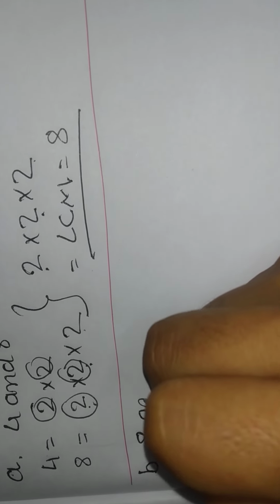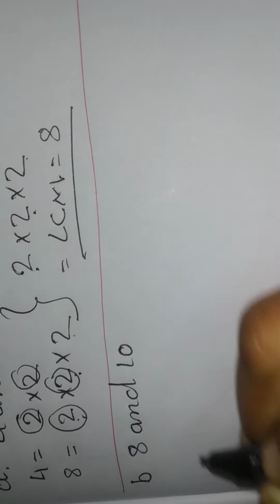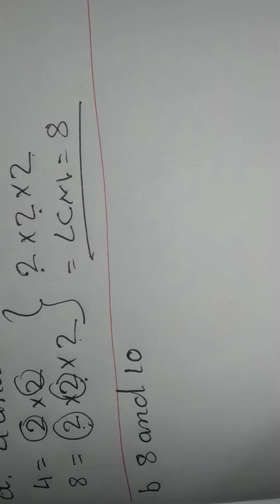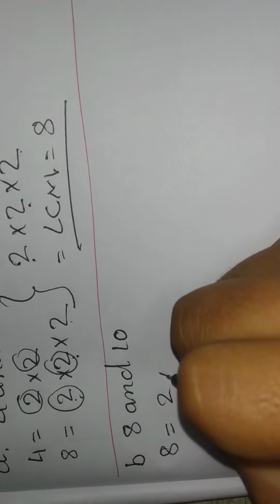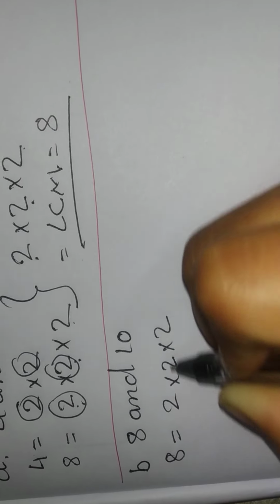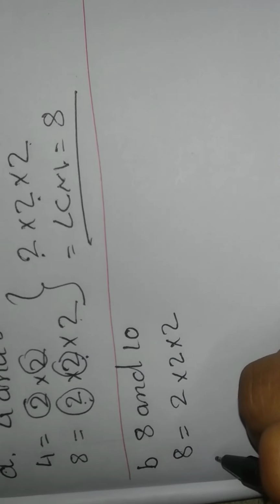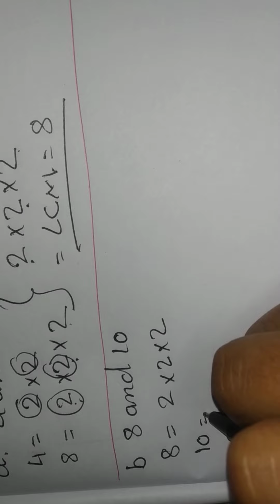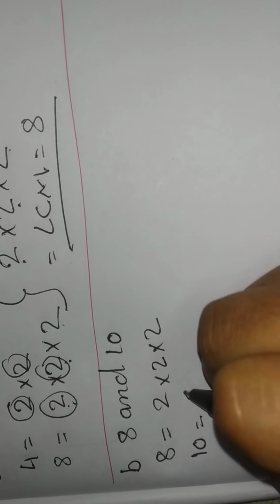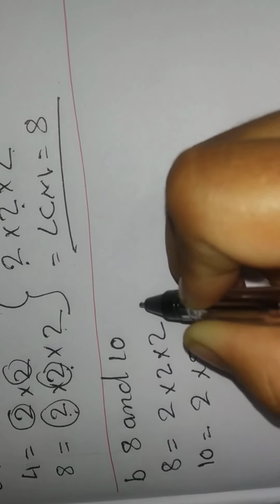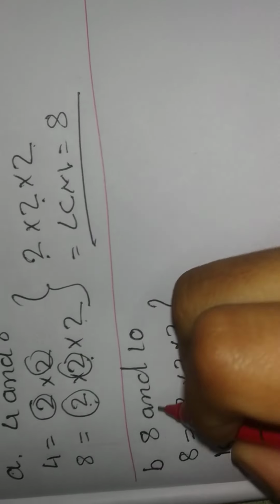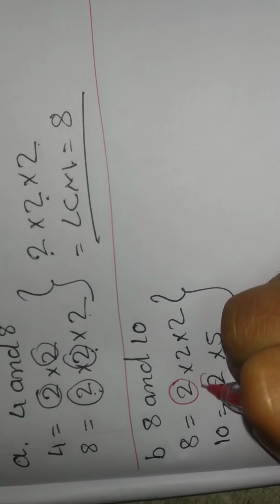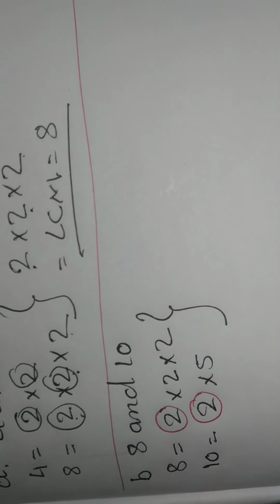8 and 10 are there. So here we have to write 8 is equal to 2 into 2 into 2. 2 2s are 4, 4 2s are 8. 10 is 5 2s are 10, or 2 5s are 10. Same, both are same. So which one is the common factor? The common factor is 2.